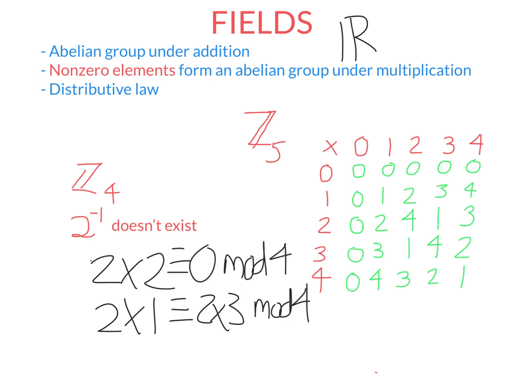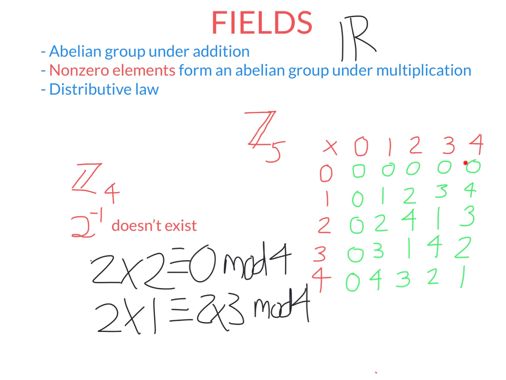We also see that every non-zero element has an inverse. 1 and 4 are their own inverses, and 2 and 3 are inverses of each other. Because each non-zero element has a multiplicative inverse, and because they're closed, the multiplicative identity is a member of the set. We know the associative law applies, so we have a group under multiplication.